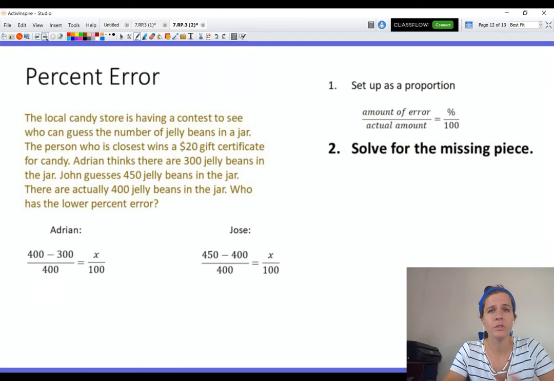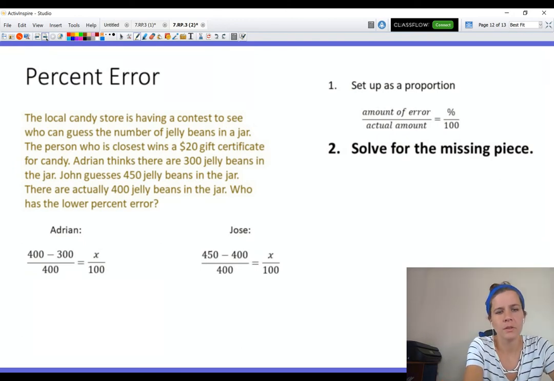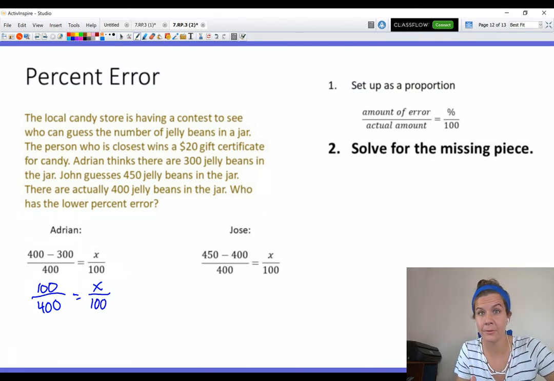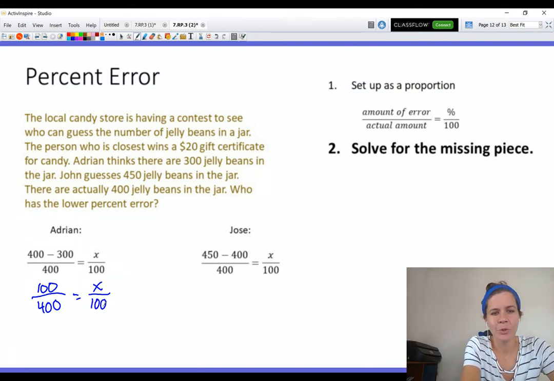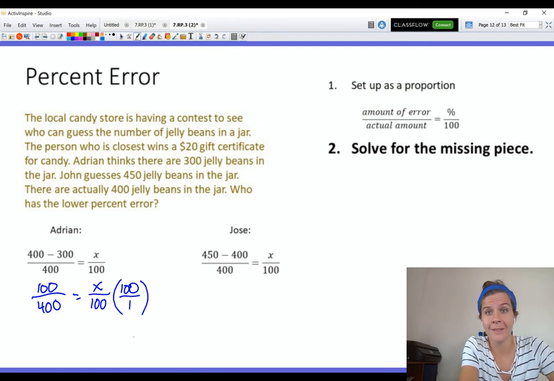Okay, now we just solve for the part that's missing. So let's simplify this. We have 100 over 400 equals x over 100. All right, we've got to isolate the variable. x is being divided by 100. So if we multiply this piece by 100, it uses inverse operations to isolate that variable. Whatever we do to one side, we've got to do the same thing to the other side.